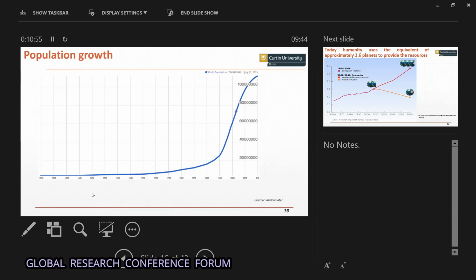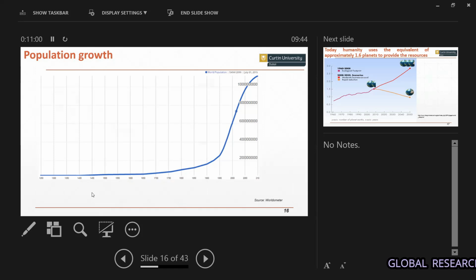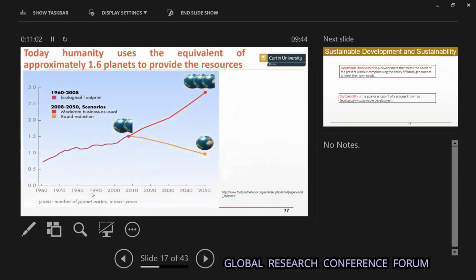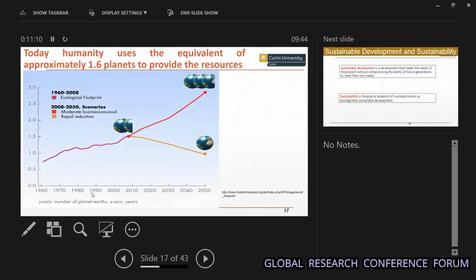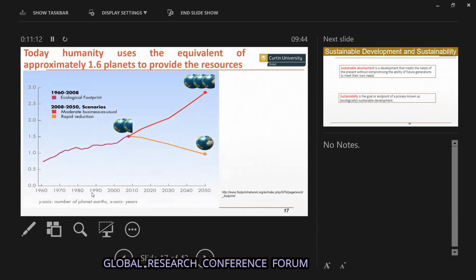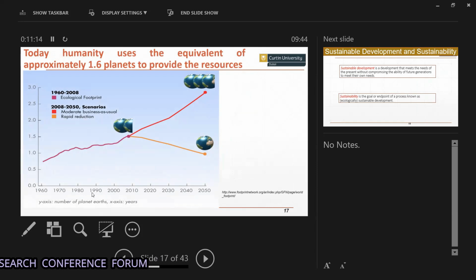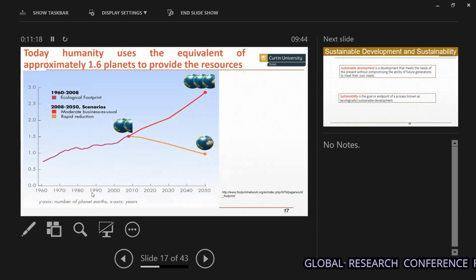The planet size is not increasing. We have only one planet. Currently, we are consuming the equivalent of 1.6 to 1.7 planets. If we continue like this, if business goes on as usual, by 2050 we will need the equivalent of 3 planets. So we need a rapid reduction in our resource consumption.